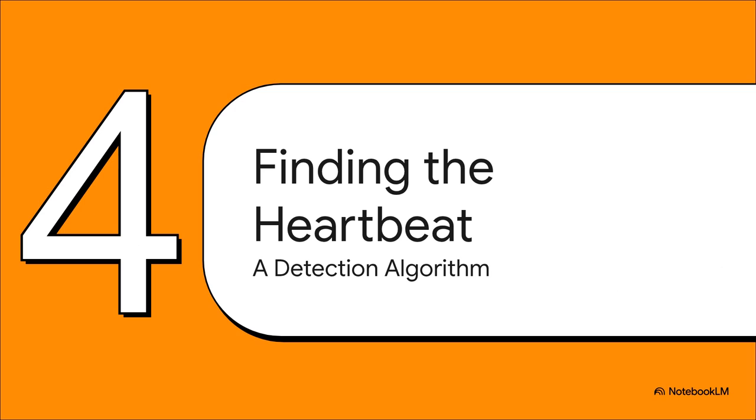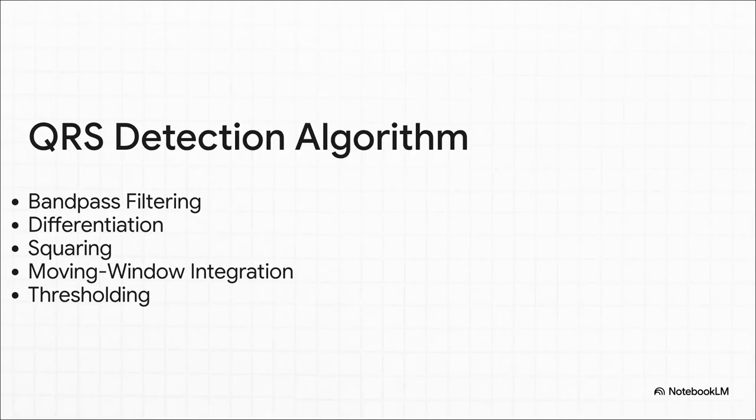Let's put this all together and see it in action. We're going to watch how a carefully designed sequence of these digital filters can take a totally noisy ECG and pull out a clear, unmistakable heartbeat. We're going to walk through a classic, tried-and-true algorithm. You could think of it like a multi-stage process where each filtering step transforms the signal, sculpting it and making that QRS complex stand out more and more from all the background clutter.